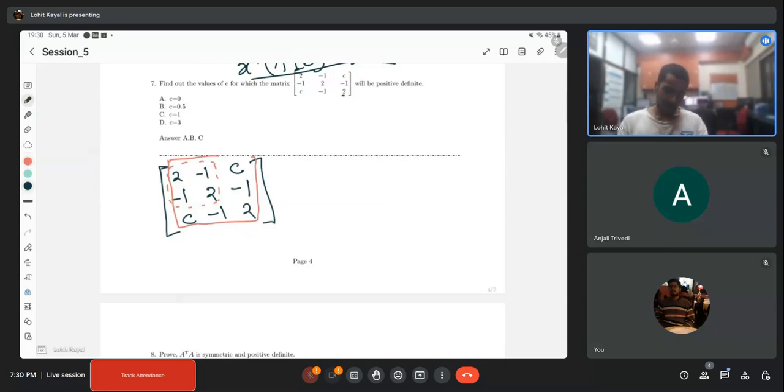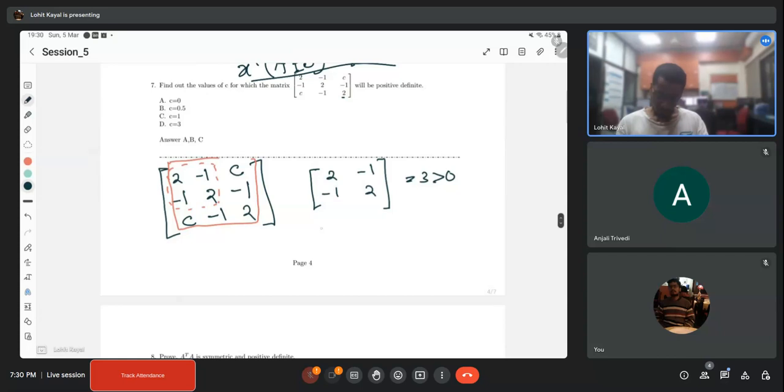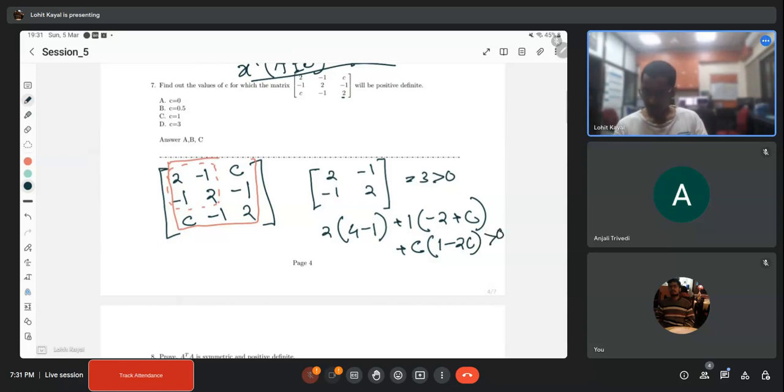Okay. So first take a look at the small matrix [2, -1; -1, 2]. It will be 4 minus 1, which is 3. So this is 3, it is greater than 0. Fine. Now I just need to take care of the large 3 cross 3 matrix. I need to find the determinant of that. So let's do that here. It will be 2 into 4 minus 1, plus 1 into minus 2 plus c, plus c into 1 minus 2c. It should be greater than 0.